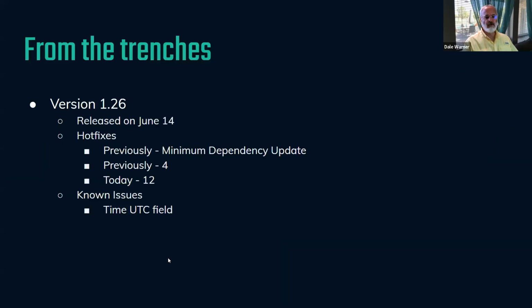From the trenches of support, we released version 126 on June 14. So it's just at 2 months now. We did what we call a minimum dependency update. For those of you who adopted earlier, you jumped and got a lot of hot fixes all in one required screen. But since then, we've released 4 hot fixes, and today we'll talk about 12 more. A lot of them are for the same thing.